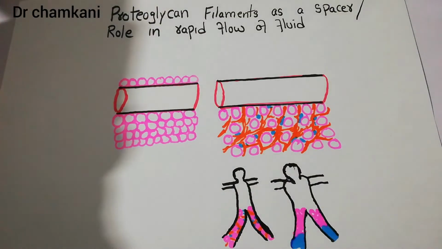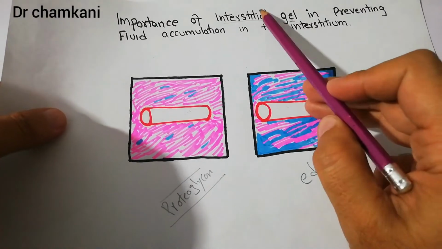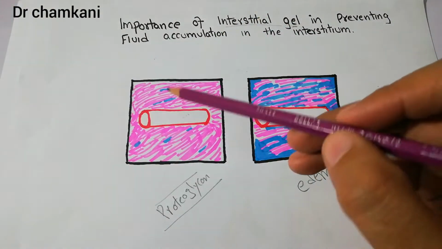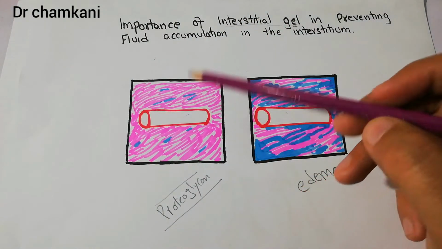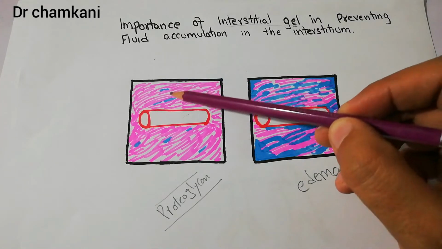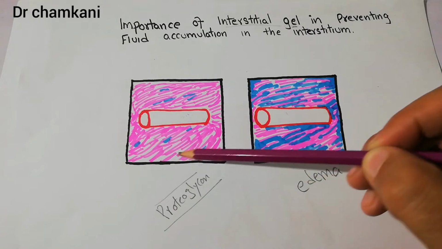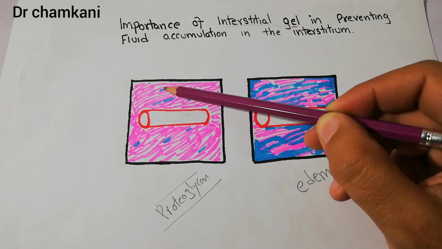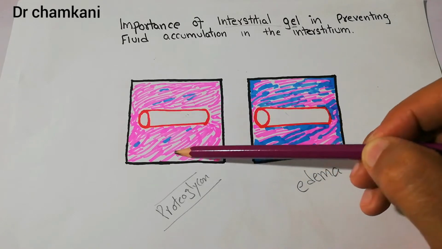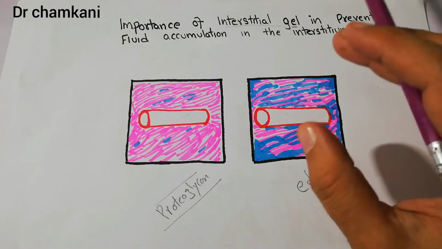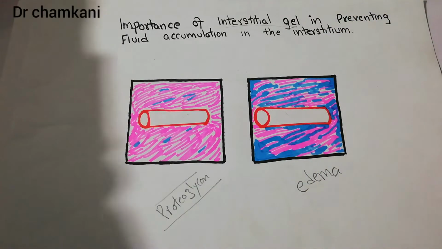the interstitium basically is in the form of interstitial gel. We also discussed in detail that normally the interstitium is in gel form, which means that outside the capillary and outside the cells there are proteoglycan filaments. These pink color fibers are basically the proteoglycan filaments, in which small amounts of fluid are present, but the fluid cannot move freely, especially when the interstitial fluid hydrostatic pressure is in the negative range.